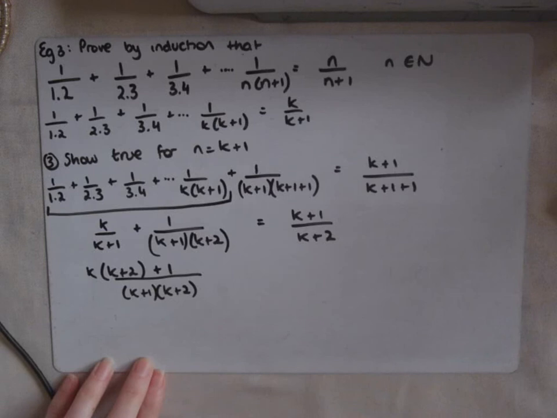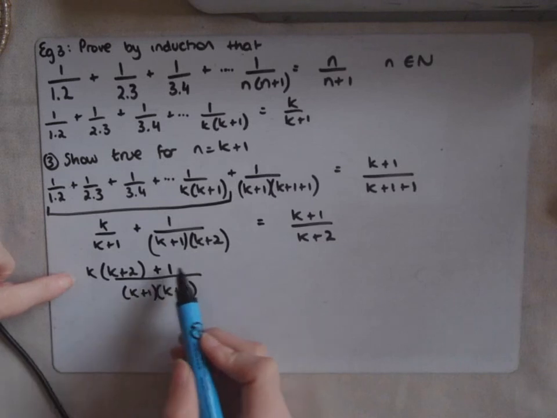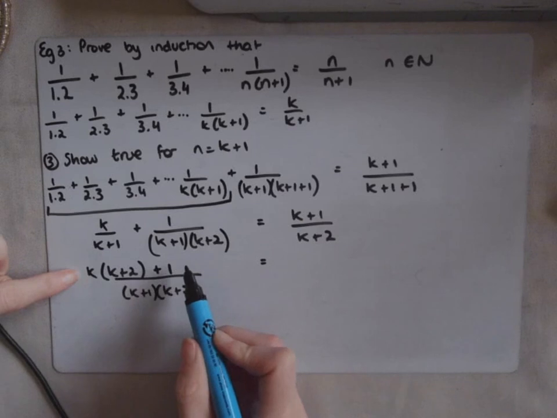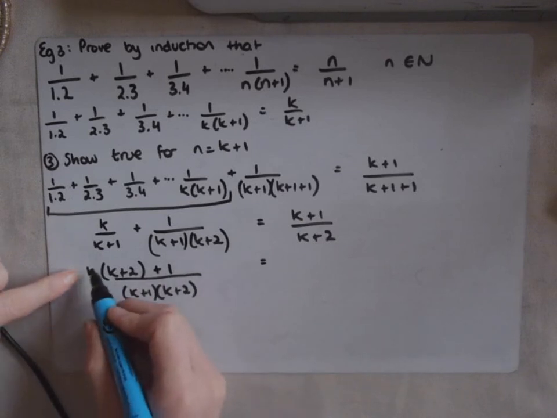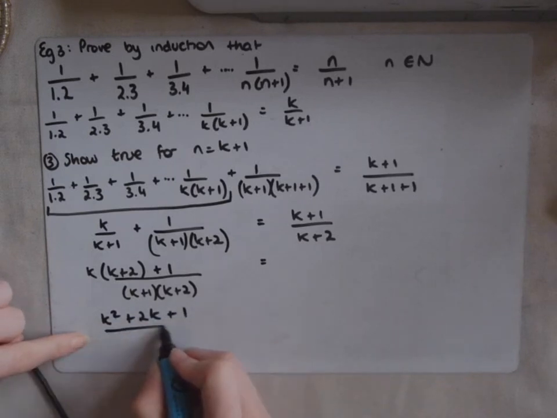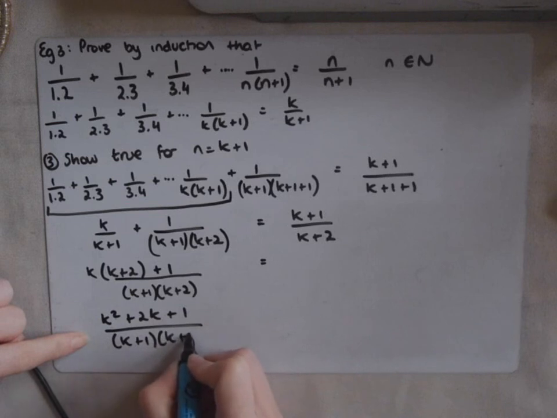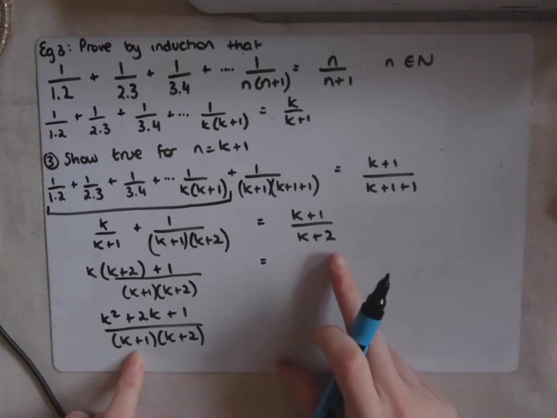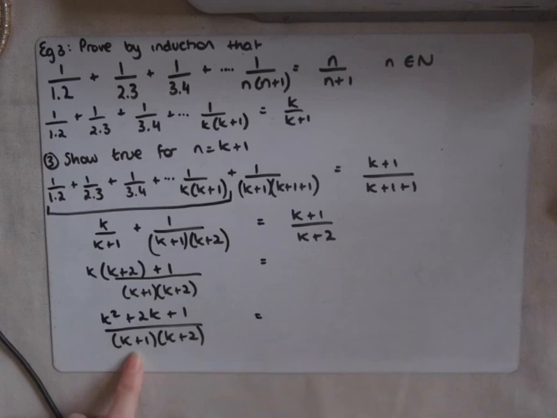Now, in this scenario, I can't cross anything out yet. So what you're going to do is keep going with the left hand side. On the left hand side, I'm going to multiply out the top line. So I have k by k is k squared plus 2k plus 1. And on the bottom I have k plus 1, k plus 2. I'm holding out with the bottom. I'm not doing anything to it because I'm hoping something's going to cancel and I'm going to be left with the right hand side.